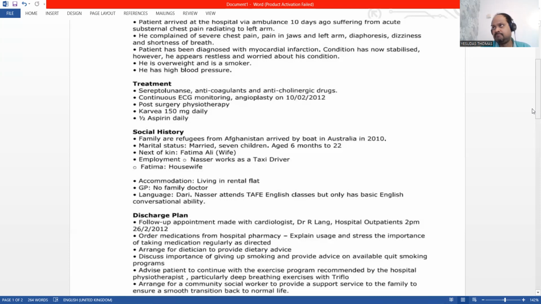We have to say it, because it's not a profession where you can earn a huge sum of money to take care of his wife and 7 children. Now, living in a rental flat, so this is something, a financial difficulty here. No family doctor, that's a difficulty there. So these all are social difficulties.